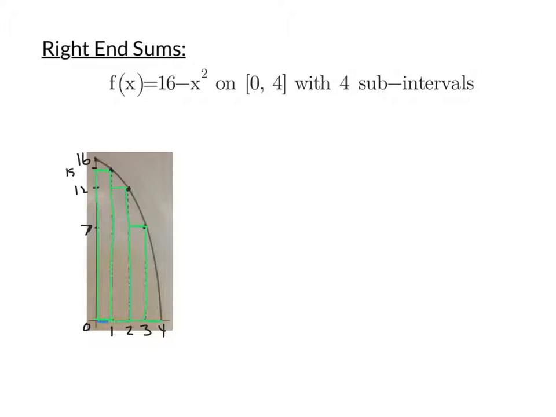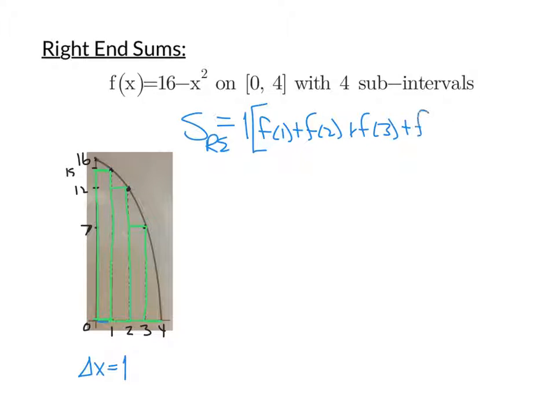Again, I notice that the base of each rectangle is the same. That delta x is still 1. But the sum from the right ends is going to be the base times each of the heights. Recognize that the first height is not the functional value at 0, but the functional value at 1. And then we go to 2, 3, and this time we do finish up at 4. Finding those values, f of 1 is 15, f of 2 is 12, f of 3 is 7, and our last one, f of 4, is actually 0.